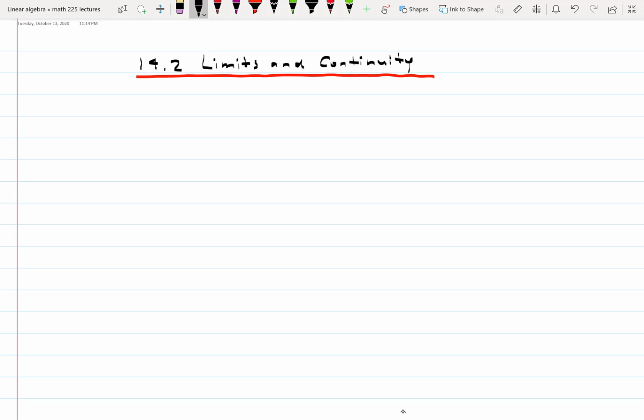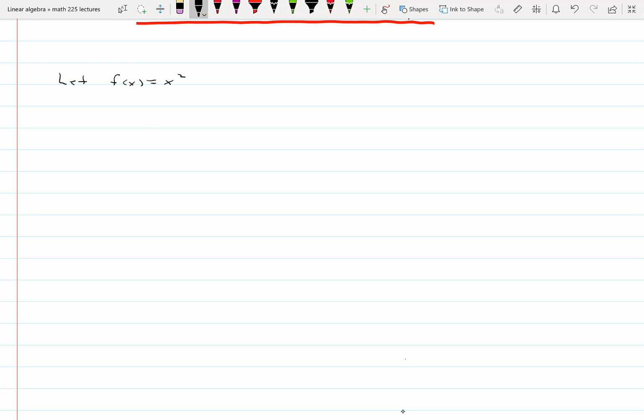So before we dig into the concept of a limit of a function of more than one variable, we really should go back and take a look at what it means to have a limit of a function of just one variable from Calc 1. Okay, so let's do a really quick review of limits from Calc 1. Let f of x equal x squared, and let's consider the limit of f of x as x approaches 0 and what that means.